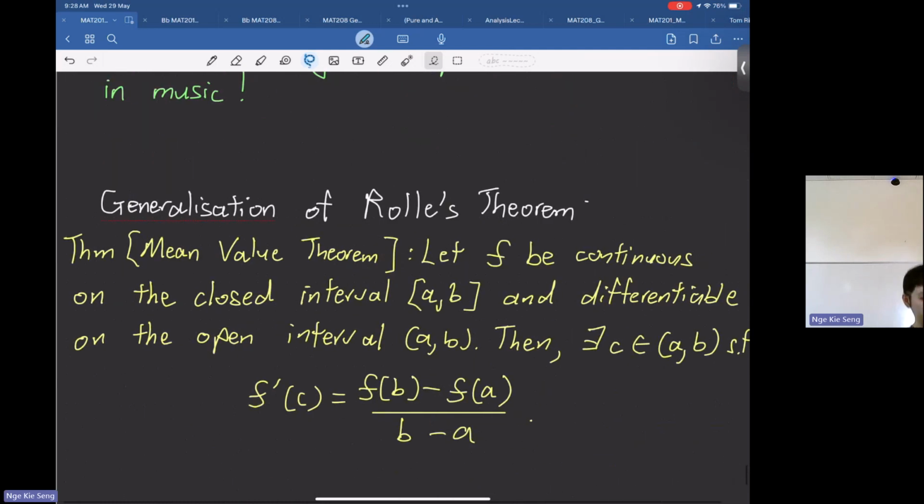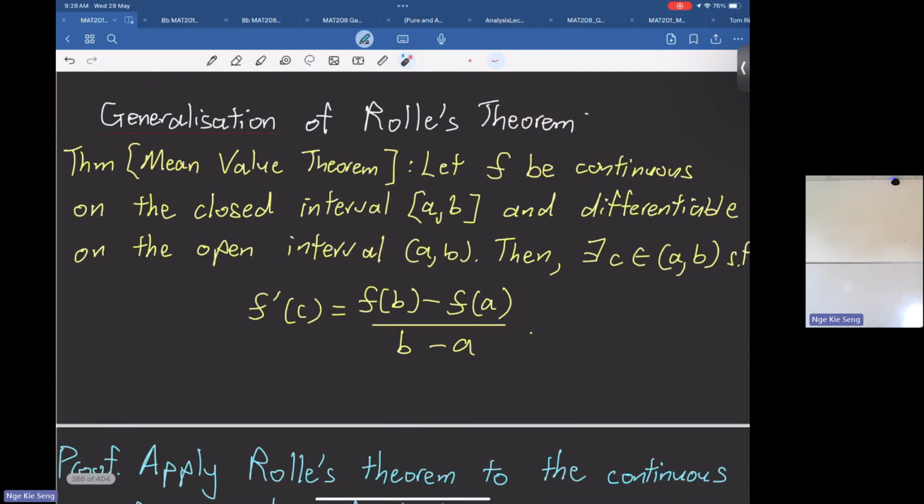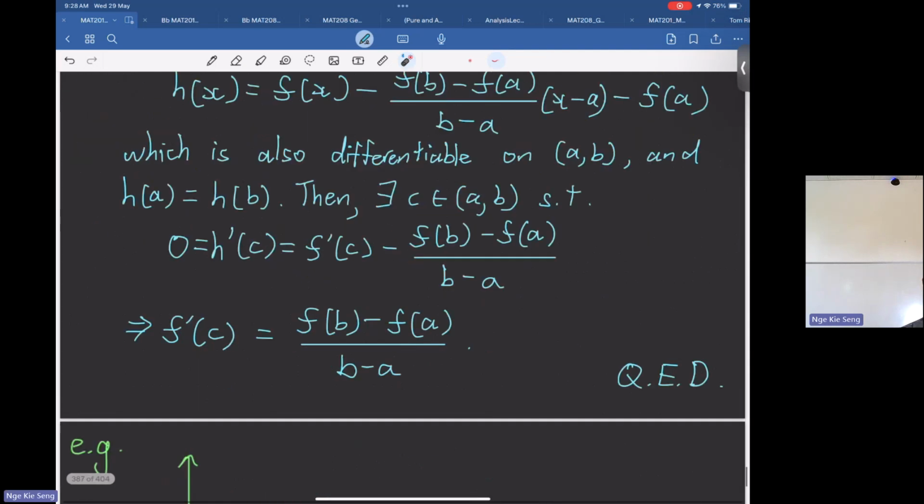So we have a generalization of Rolle's theorem. We don't restrict our case just to f(a) equals f(b). We can consider f(a) and f(b) being different, where we can form this gradient again: (f(b) minus f(a)) over (b minus a). What is this value here?